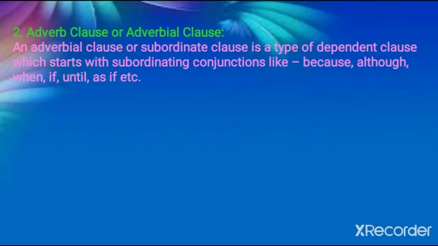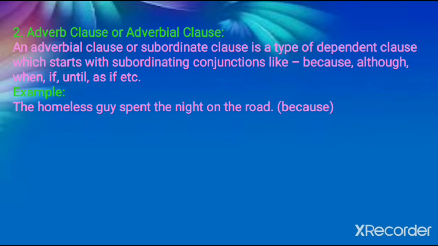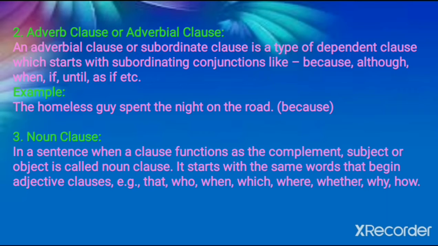Next, adverb clause or adverbial clause. An adverbial clause or subordinate clause is a type of dependent clause which starts with subordinating conjunctions like because, although, when, if, until, as if, etc. Example: the homeless guy spent the night on the road. Why did he spend the night on the road? Because he is homeless.